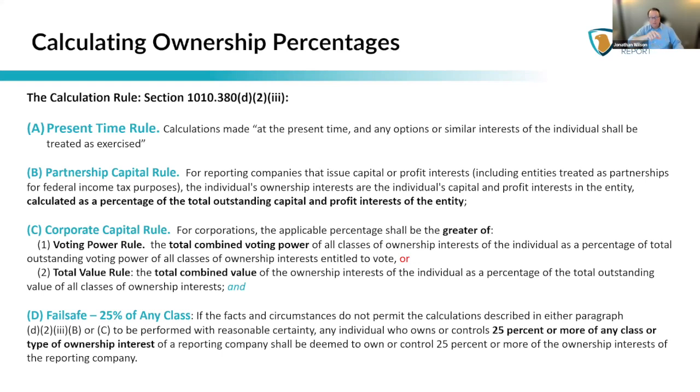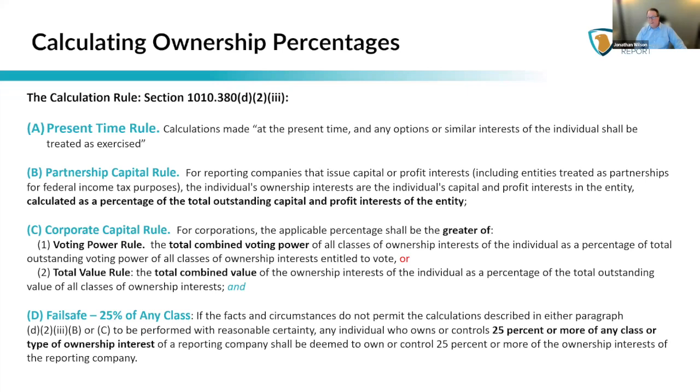So I've just dealt with subsection B and subsection D as they relate to entities taxed as partnerships. Let's also talk about the corporate capital rule. If your reporting company is a corporation that issues stock, that's the key word used in the definition of the regulations, then we must treat as a beneficial owner any individual who has either 25% or more of the voting stock or 25% or more of the total combined value of the ownership interest in the company. What does total combined value mean? That's a phrase that we didn't have in corporate law before now.